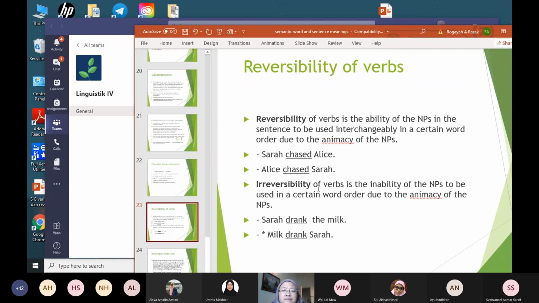Then we have the irreversibility of verbs. Is the inability of the noun phrases to be used in a certain order due to animacy of the NPs. So irreversible, you cannot do what we did just now. For example, Sarah drank the milk. So Sarah can only be the agent and the milk as the theme. You cannot have milk drank Sarah. Milk cannot be the agent. So then it also is specified also by the subcat.